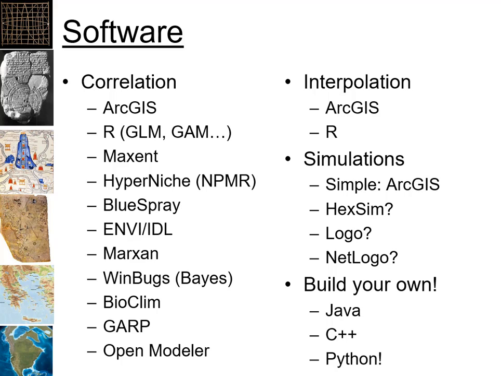It's pretty neat for doing interpolation. R is really the one that has all the models, everything in it, keeps growing, goes crazy. But there's other ones out there, especially in specific disciplines, like Maxent. NPMR, not using as much as I used to. Blue Spray, I've built. It has Hemi in it, some other tools.